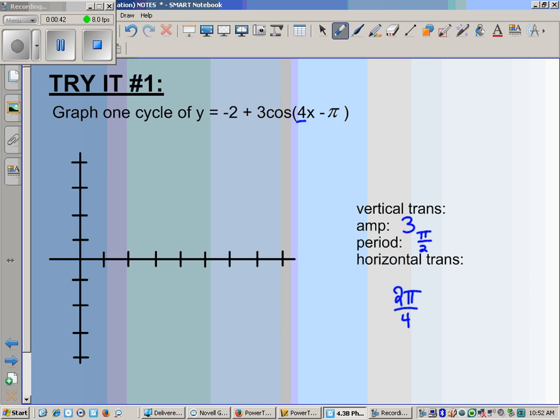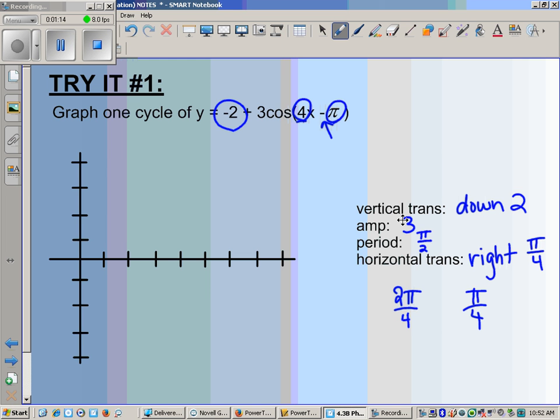I have a vertical translation on this graph. I'm subtracting 2 from the front. So I have a vertical translation of down 2. And I have a horizontal translation of right, because it's opposite of what's inside there. Pi divided by 4. So I'm going right pi over 4. Okay?